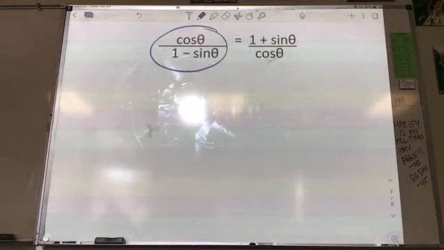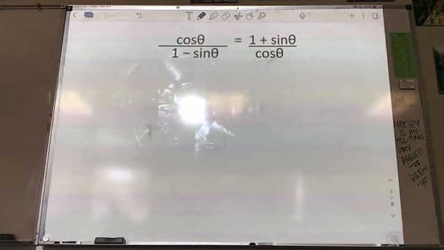It really doesn't matter which side you do. They both look pretty complicated. But this one has two parts on the bottom of the fraction, which I think is a little bit more complicated. Okay? So what I'm going to do is multiply by the conjugate. So 1 plus sine on the top and 1 plus sine on the bottom.